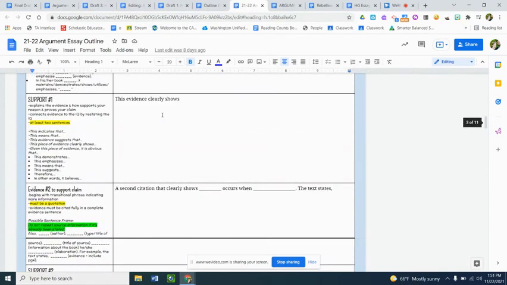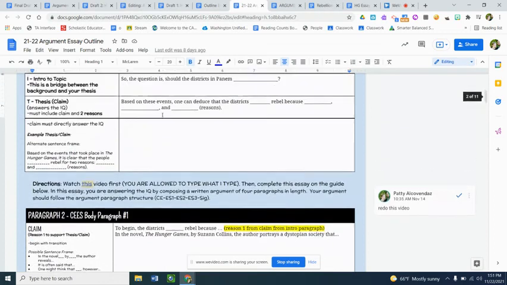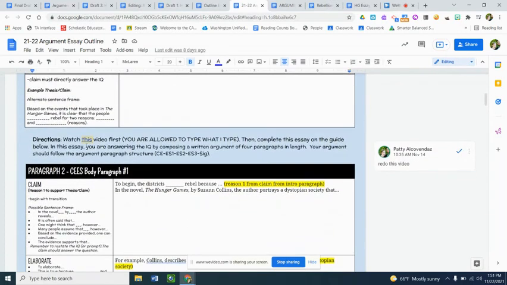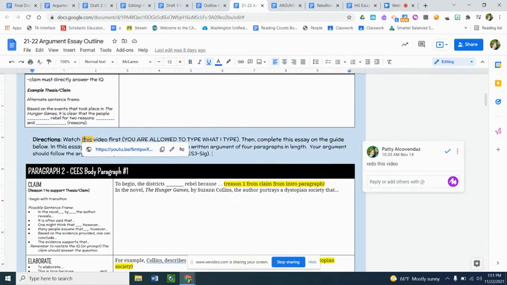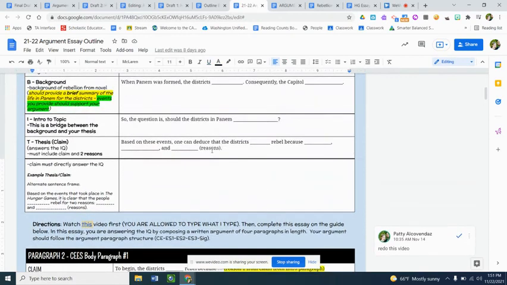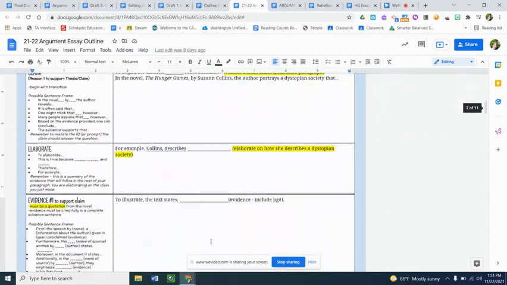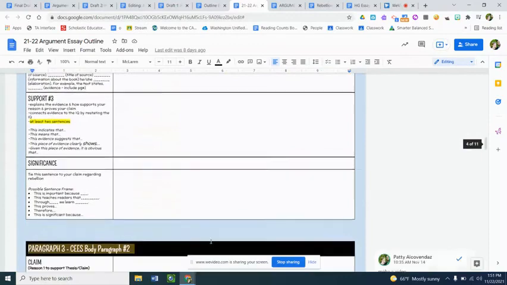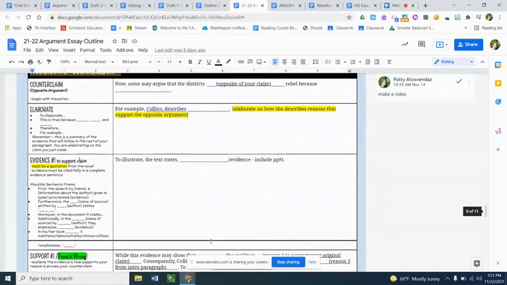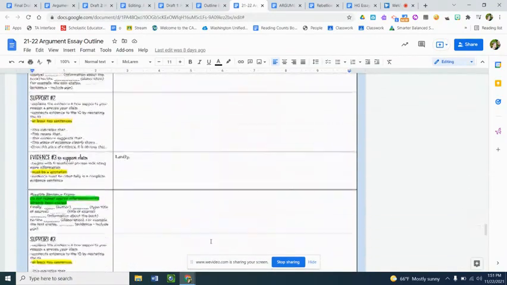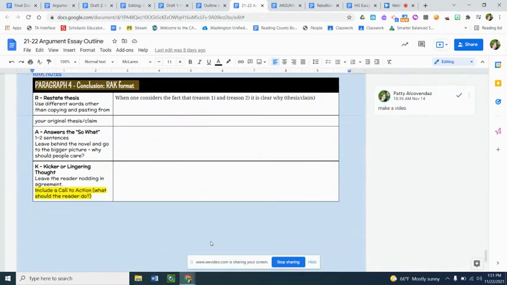I'm going to make sure that each step of the way, you know exactly what you're doing, and I'll be there to help with what you're putting. You're going to see videos here that are going to help you know what to do next. Okay. So this is what the outline looks like, and it's going to go all the way down. There's body 1, body 2. Here's your counterclaim. You're going to see it looks a little bit different. And then your conclusion paragraph down here.